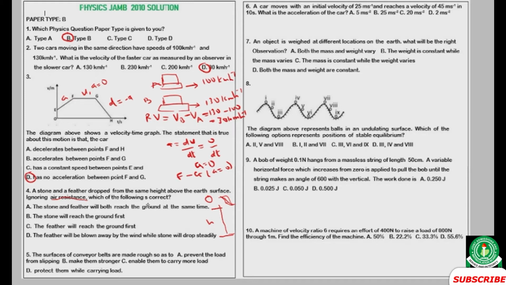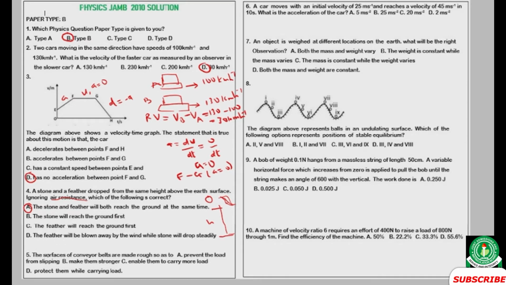So regardless of the mass, the stone and the feather will both reach the ground at the same time. You can see that the mass of a stone is heavier than the feather, but under the same circumstances where there is no air resistance, they will both reach the ground at the same time. This is what was postulated by Galileo, and it was confirmed by Isaac Newton, that when there is absence of air, they both fall down under the influence of gravity at the same time. So the option here is option A.